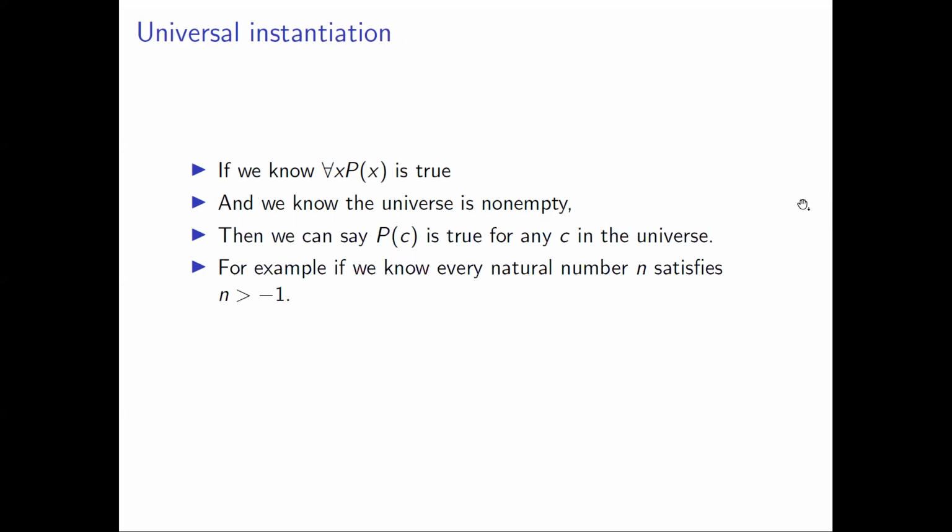For example, we know every natural number n has the property that n is greater than -1. We can do a universal instantiation on that proposition in that last bullet. We can instantiate it with n equals 0. And our conclusion is that 0 is greater than -1. 0 is a natural number.